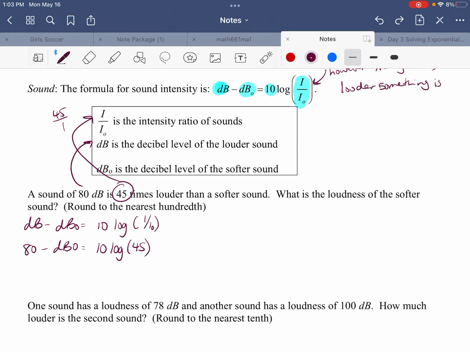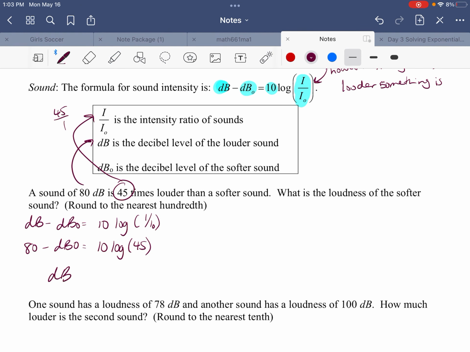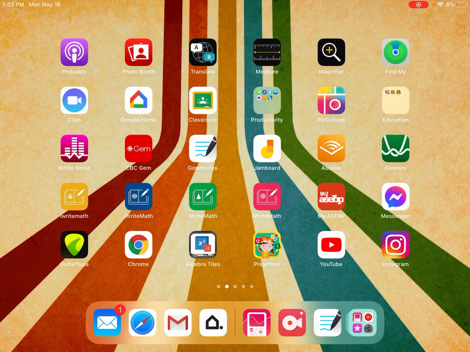Okay, so what we're going to do is rearrange, and if you rearrange, you're going to get dB0 is equal to 80 minus 10 log 45. And you can actually calculate that.